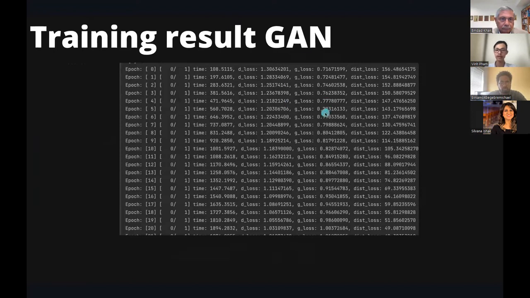So I can show you guys the training result of GAN. You can see we trained through 100 iterations. And you can see in the top right, the rightmost column here, the distribution loss. You can see the value decreases every time. It means the loss function decreases every time we train, so it will be gradually better.